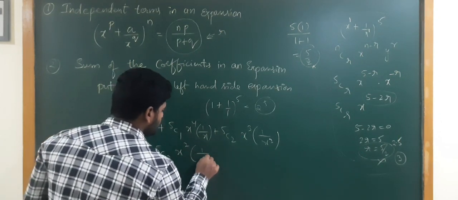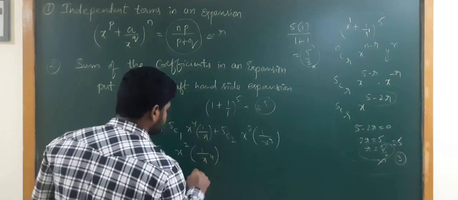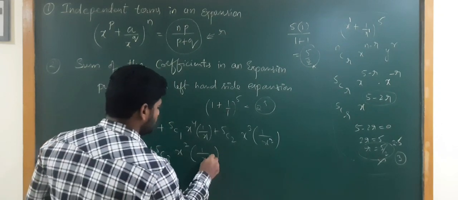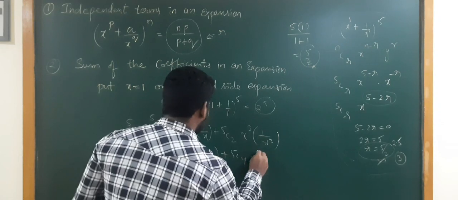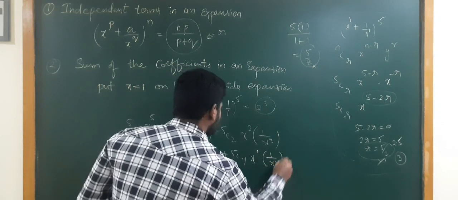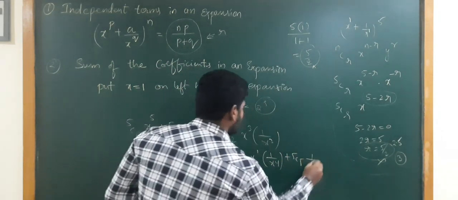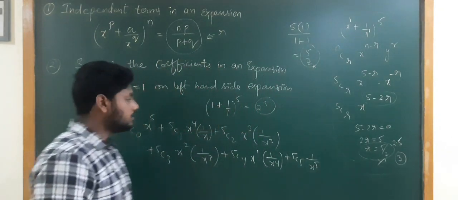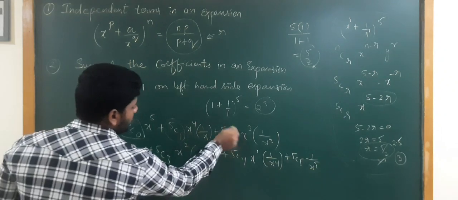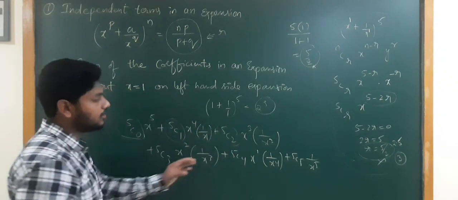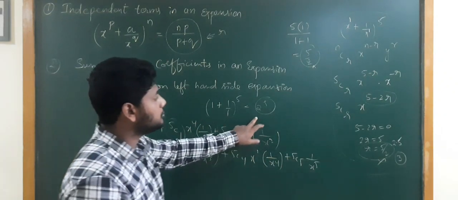2 into 1 by x to the power of 3, plus 5C4 x to the power 1 into 1 by x to the power of 4, plus 5C5 into 1 by x to the power of 5. So here are the coefficients. If you add all those coefficients, what you will get is 2 to the power of 5.